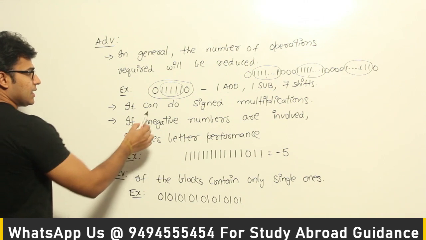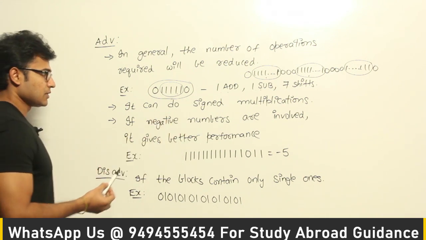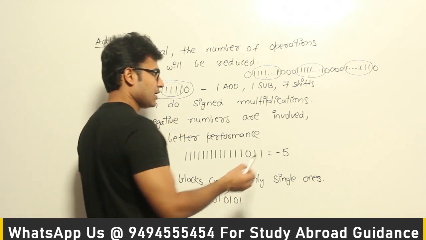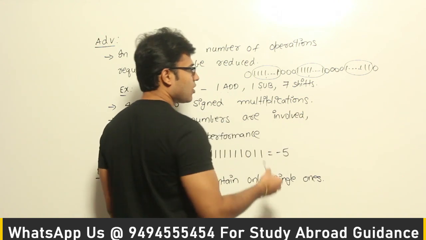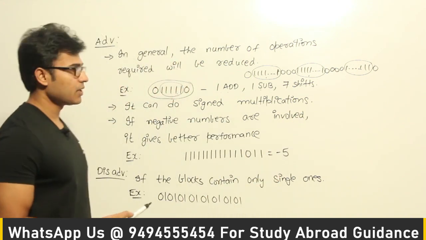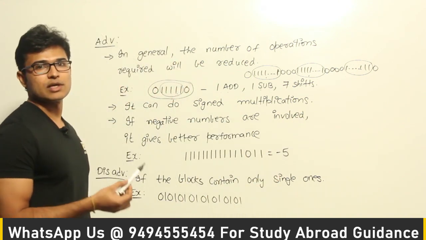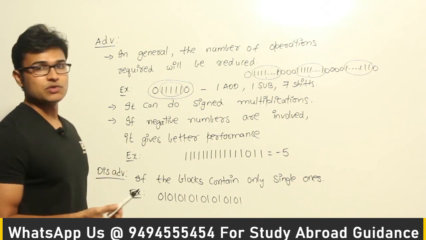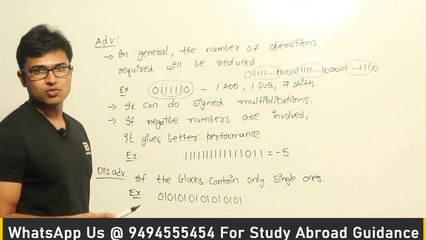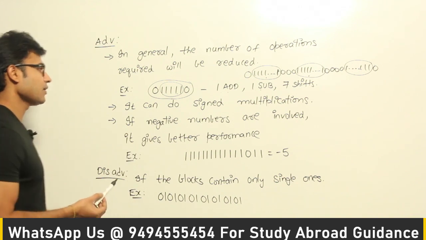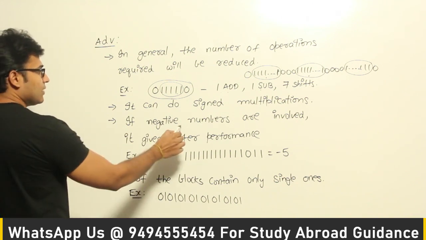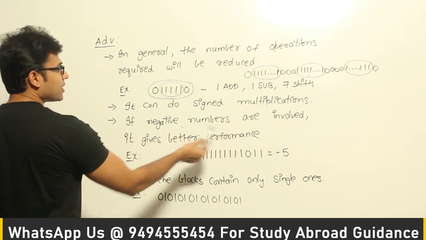And the second thing is, it can do signed multiplications. Signed multiplications means you can also apply this method on signed numbers. The number can be a negative number, which means you can multiply a negative number with a positive number, or two negative numbers, or two positive numbers. So that is the flexibility we have here. And the other advantage is, if negative numbers are involved, it gives better performance.